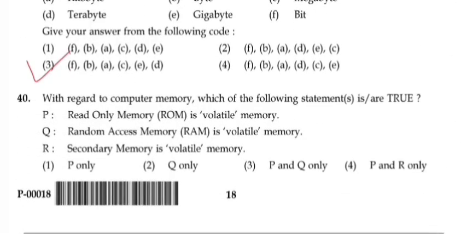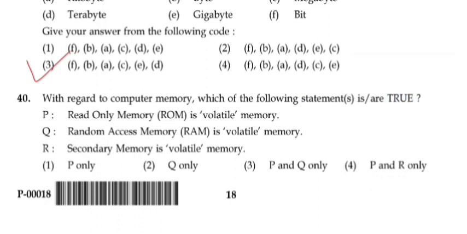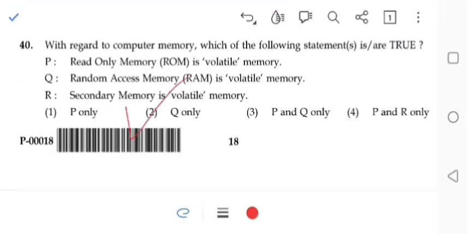Number 40, with regard to computer memory, which of the following statements are true? P, read only memory, ROM is volatile memory. Q, random access memory, RAM is volatile memory. R, secondary memory is volatile memory. P only, Q only, P and Q, P and R. 40, it will be number 2. Q only is correct. Random access memory is volatile memory.